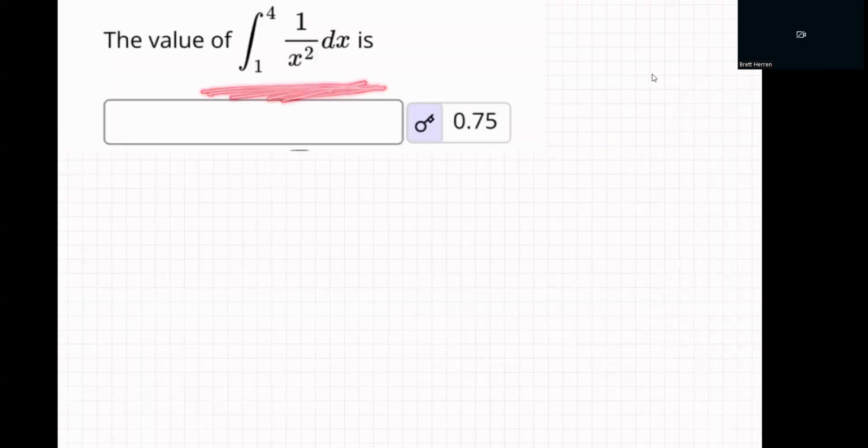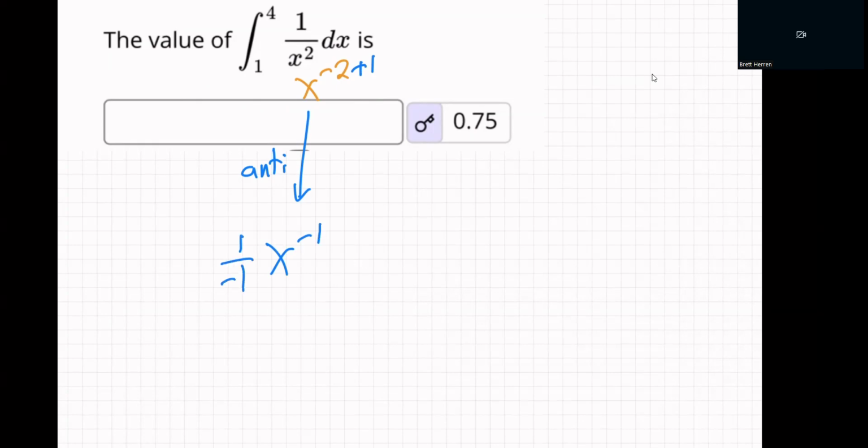Wants us to do this integral. I'm going to rewrite this as x to the minus 2 because I don't want fractions. And so how do we do the integral? Well, the integral is the antiderivative. So that's going to become what? You're going to add 1 to the power, so that'll be x to the minus 1. And then you divide by that or put 1 over it in the front, right?